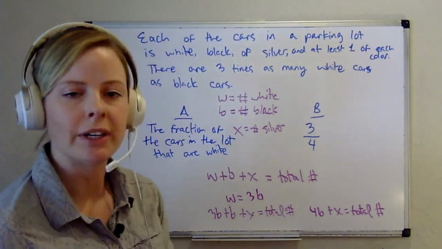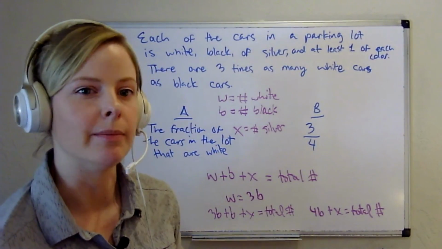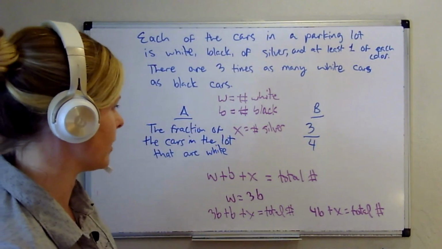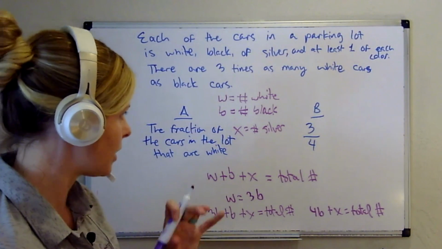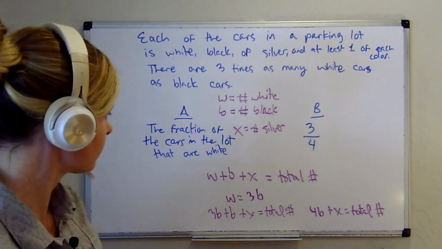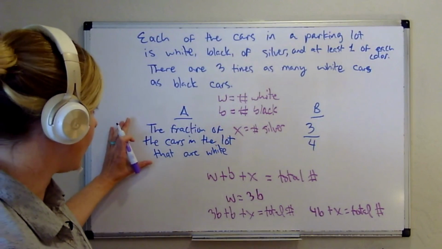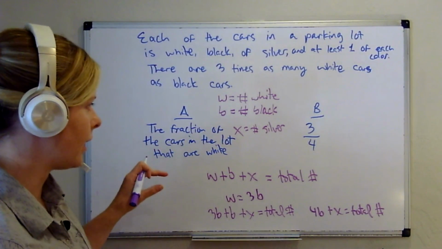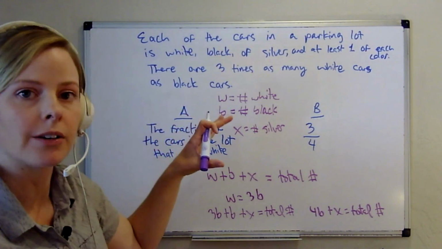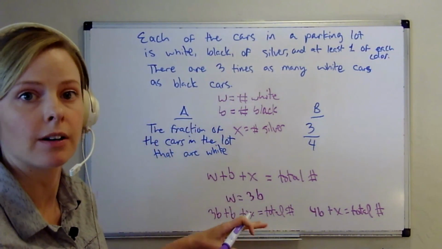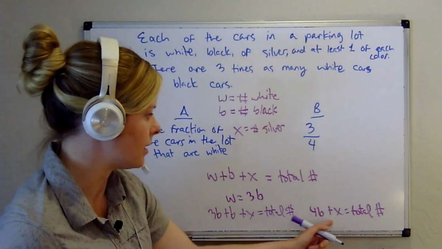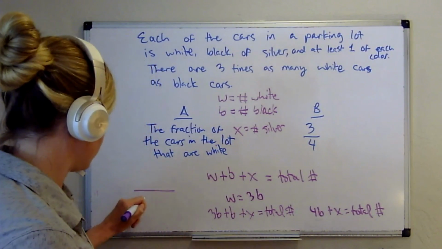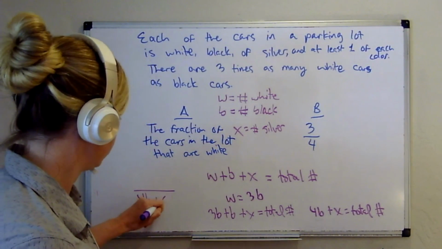And that's pretty much all we can do with the stem itself. There's nowhere else we can really go with that information. So let's get into the comparison. Quantity A is the fraction of the cars in the lot that are white. So what we're looking at there is the number of white cars divided by the total number of cars in the lot. And we've already done some nice work to get that total number, so let's write that here.